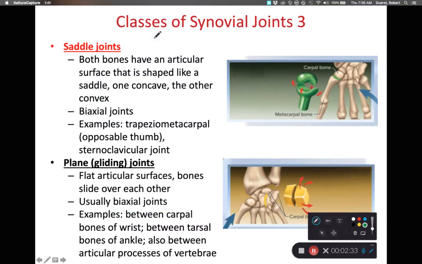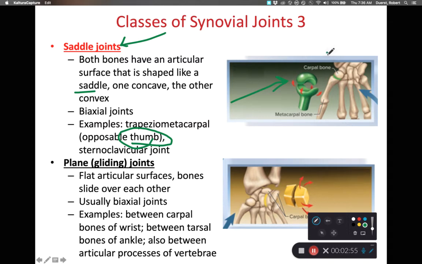We also have saddle joints. Saddle joints are when both bones have an articular surface that's shaped like a saddle. And one saddle is going to be concave, one is going to be convex. So here is a classic saddle joint. A saddle joint is a biaxial joint commonly associated with our opposable thumbs.